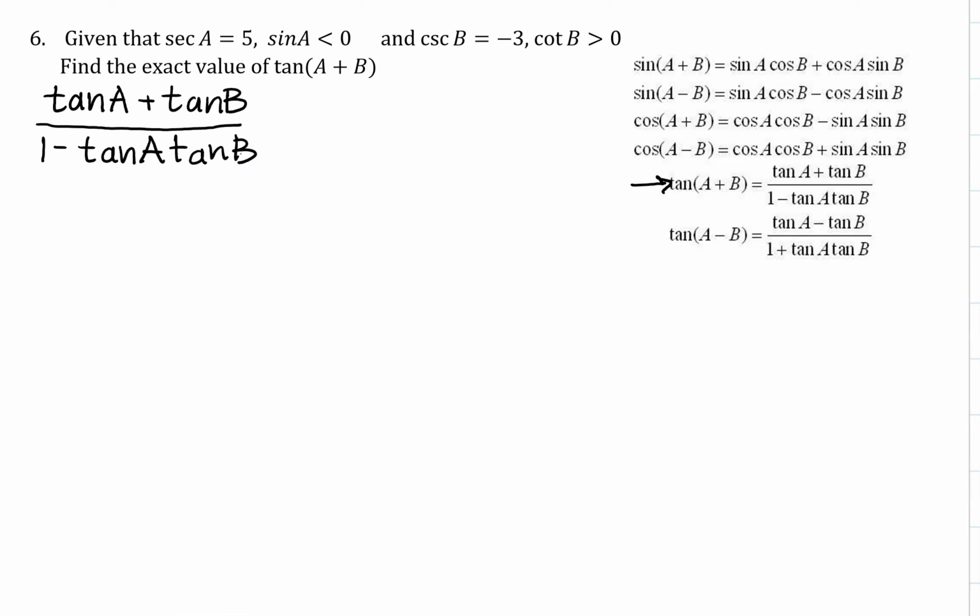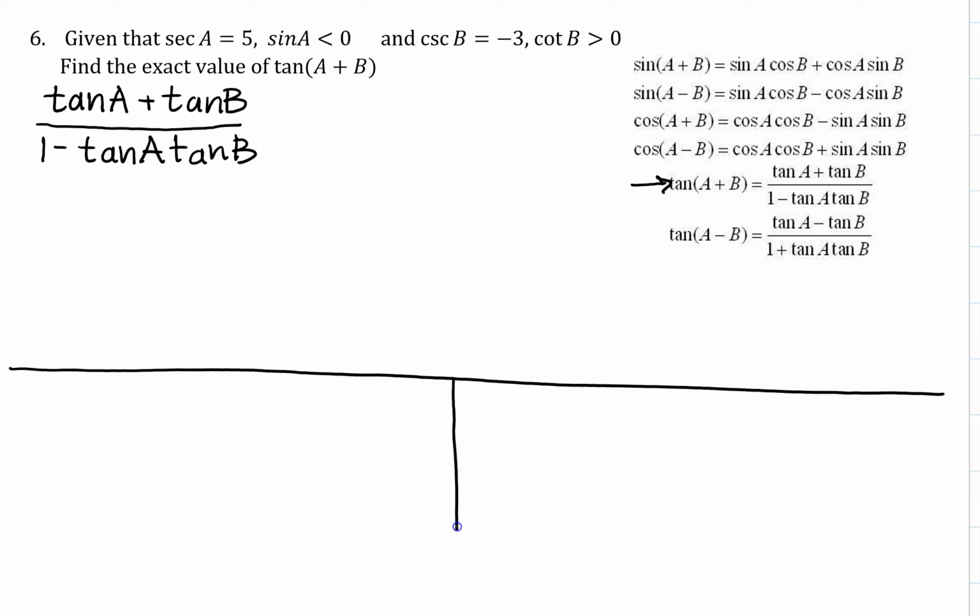We do not have tangent A, nor do we have tangent B, but we can do an XYR problem on the information that we were given for both A and B in order to find tangent of A and tangent of B. So starting with the information that we were given for capital A, we were given secant of capital A is equal to 5, and that sine of A is negative.